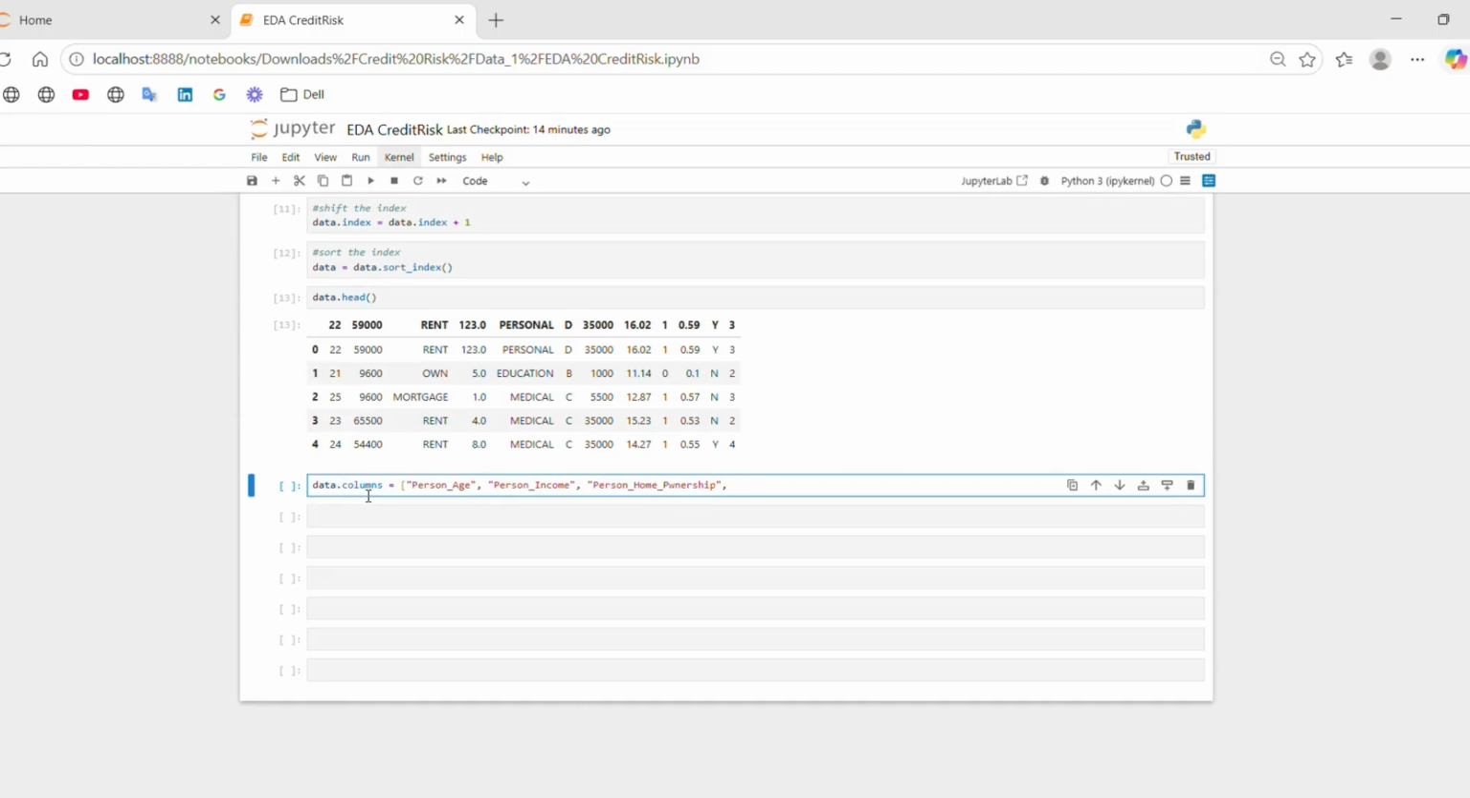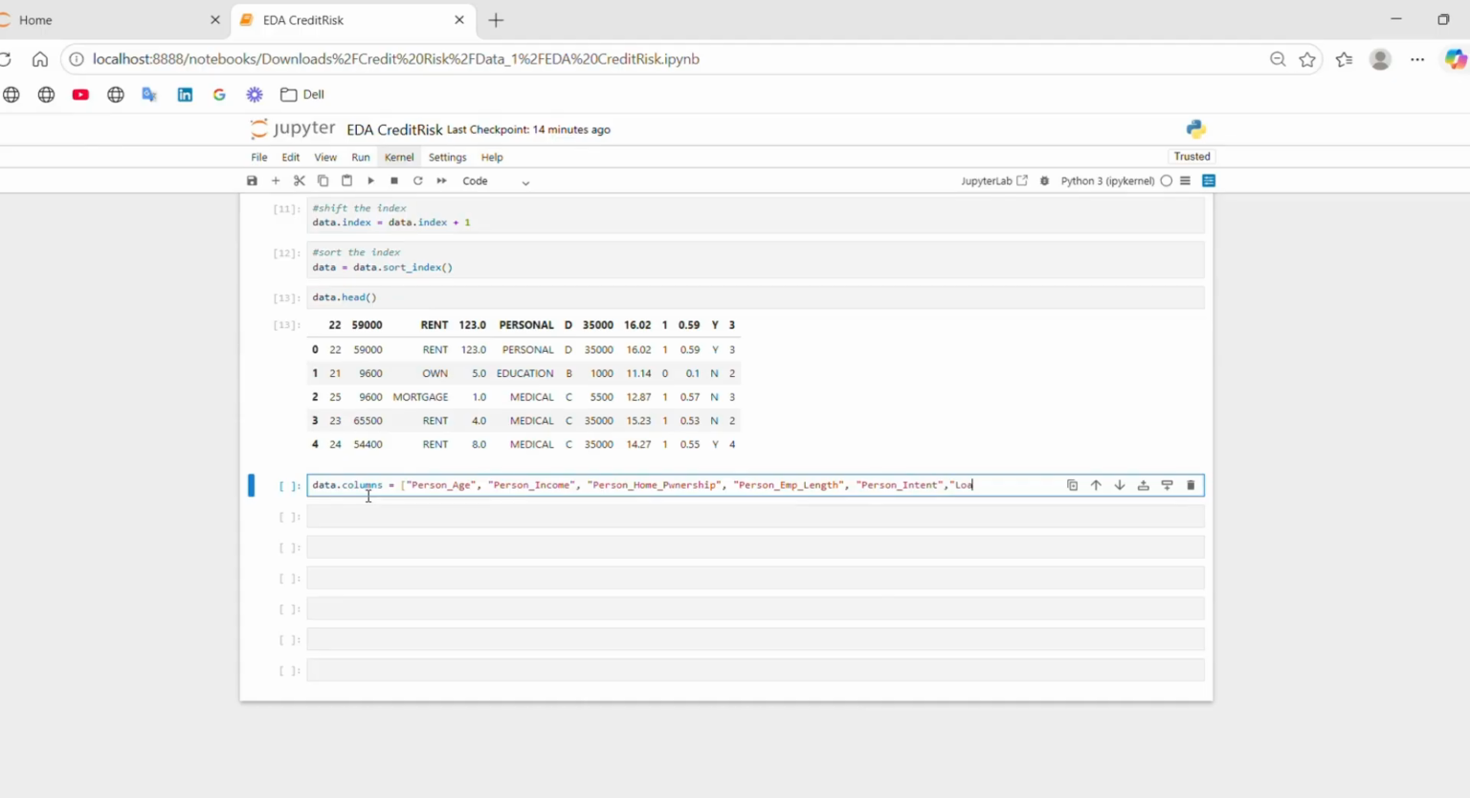Then the fourth column is talking about the person employment length. Person employment length. Next is what exactly is the intent of the loan, for what purpose he is taking the loan, be it personal, education, medical or so. So we'll name this column as person intent.